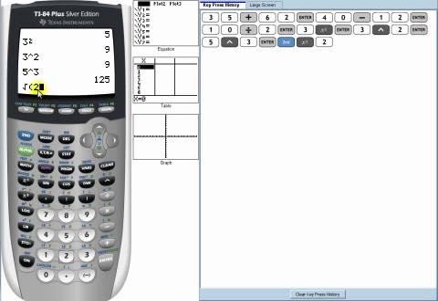Notice how it starts the parentheses for me. I'll need to close those and then hit enter. And that gives me the value of square root of 2. But what about higher roots, like a cube root? Remember that roots are just fractional powers.